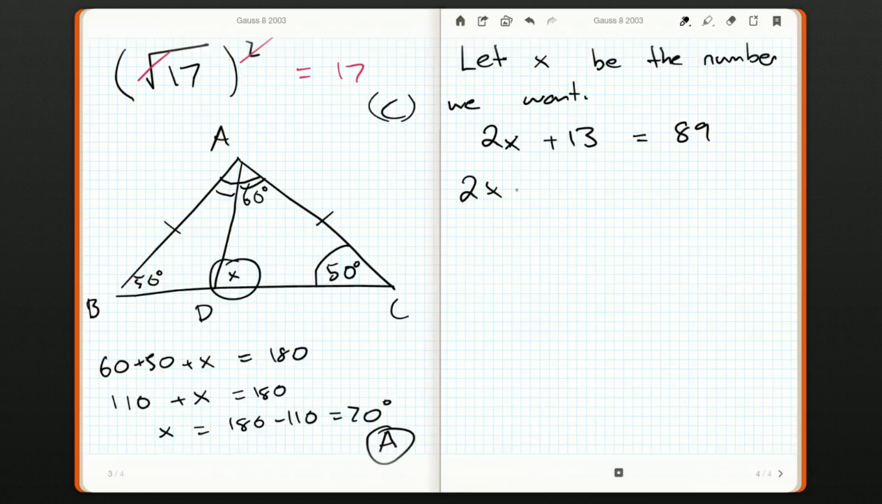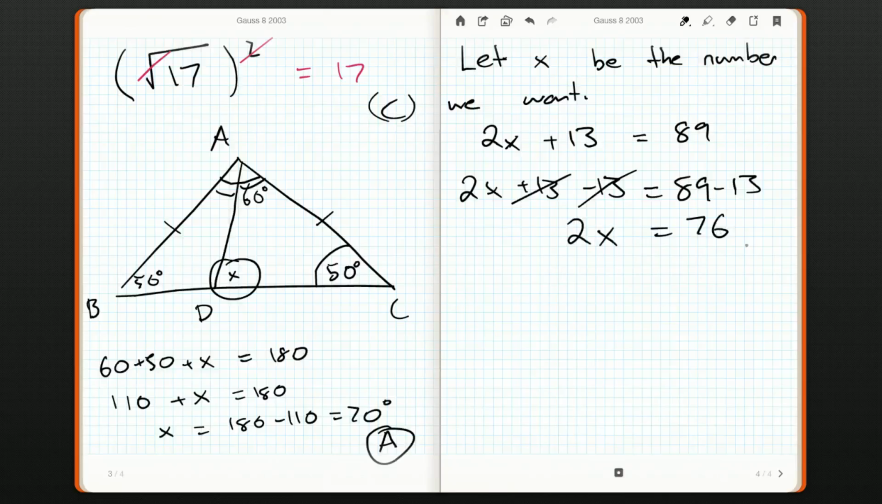So we're going to subtract 13 to cancel out the plus 13, but whatever we do to one side, we have to do to the other. So these guys will cancel out. That's what the minus 13 was designed to do. And then on this side, we're going to get 89 minus 13. So that's 79 minus 3. That's going to be 76. So we have 2x is equal to 76.